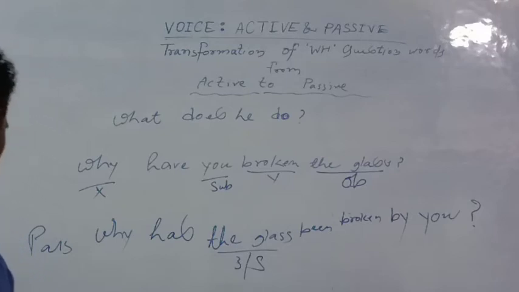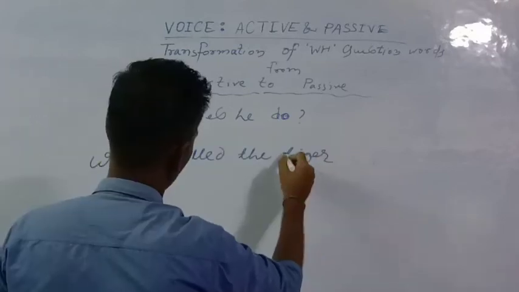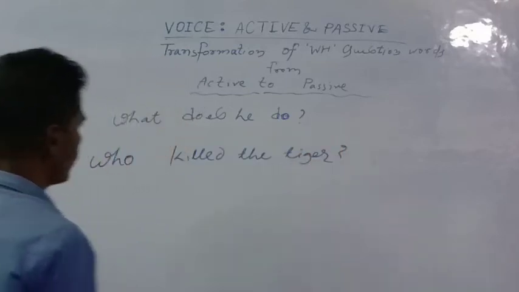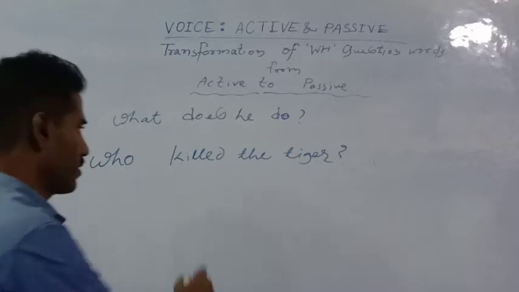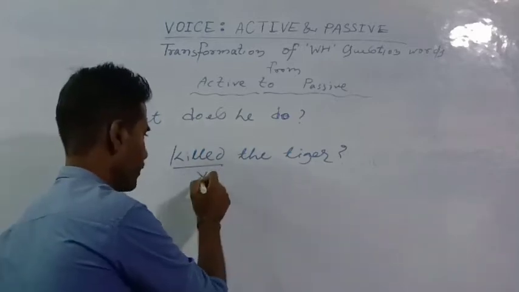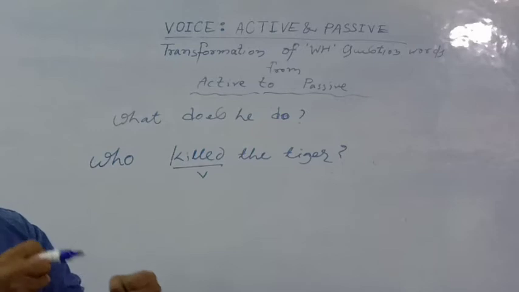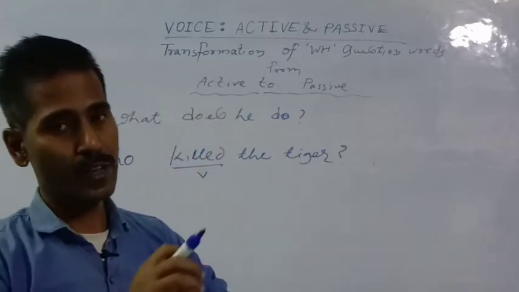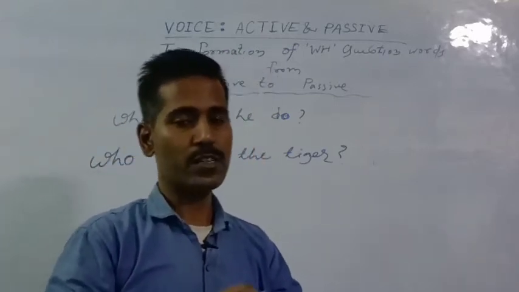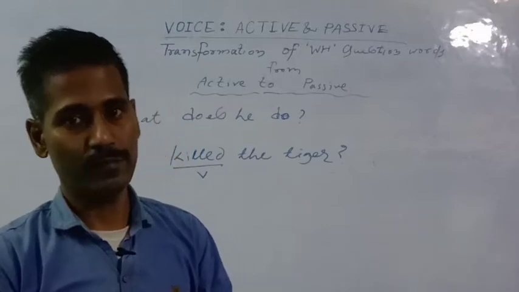Okay, let us take one more example. Who killed the tiger? Let us first find out the subject, verb and object from this very sentence. We have got the verb kill. Do you know killing is an action word, so kill is the verb. Now the subject. We know the subject is the doer of the action of the verb, is it?